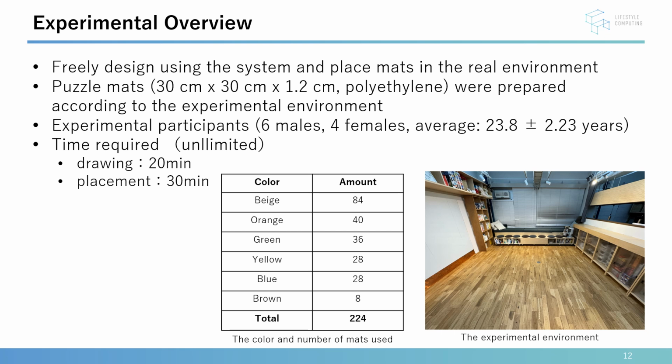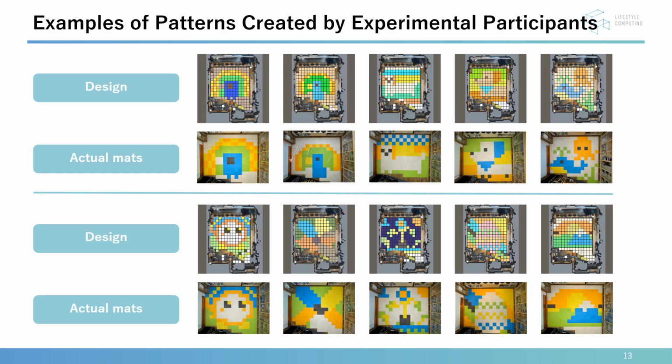The experiment involved 10 participants, consisting of 6 males and 4 females. Initially, participants were asked to check the available mats and register the colors and quantities. For the design task, no specific challenges were set, and participants were encouraged to freely draw designs. These are the designs created by the 10 participants and how the mats were placed. As shown in the top row, many participants drew animals, and others drew plants and characters, and so on.